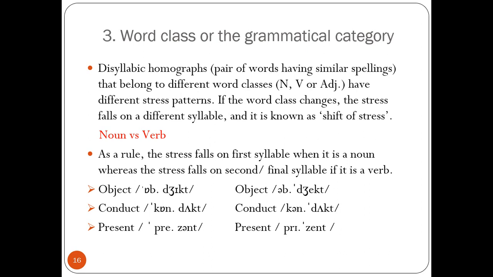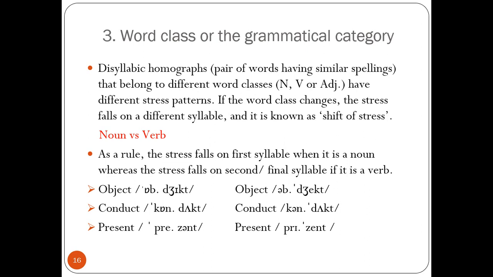The homographs that belong to different word classes have different stress patterns. If the word class changes, the stress falls on a different syllable. For example, we have got object. So this is a word, and the stress falls on the first syllable, ob, instead of ject. So here it is the first syllable which receives stress. But when the class is changed, now this is a noun. Object, this is what it is used as a noun.